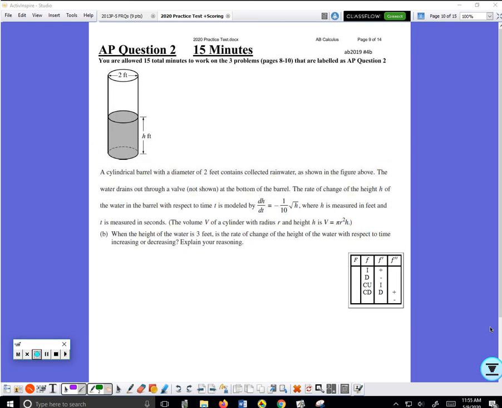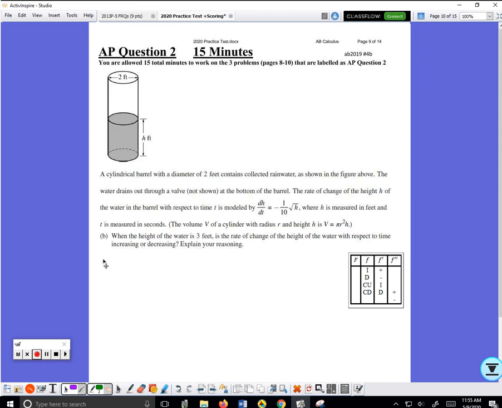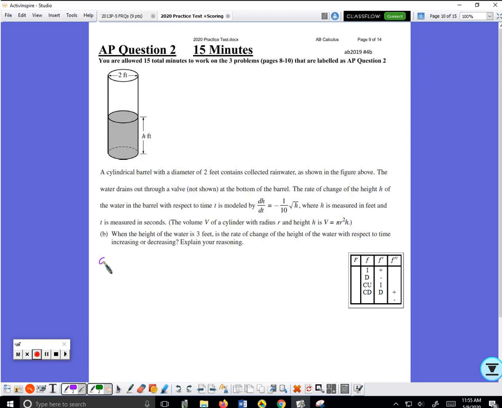Okay, when the height of the water is 3 feet, so a different height of water here, so there's an instant when h is 3. h is not always 3, but at the instant when h equals 3, is the rate of change of the height with respect to time increasing or decreasing?